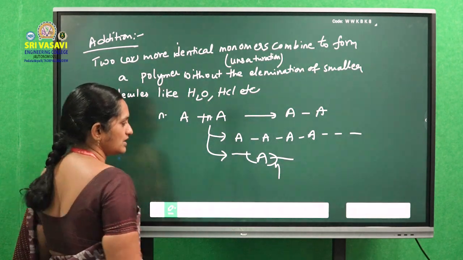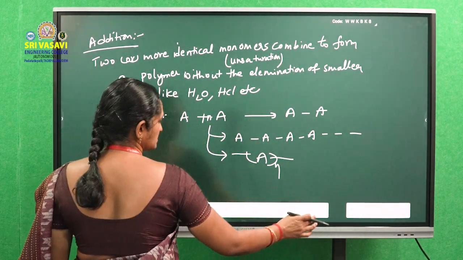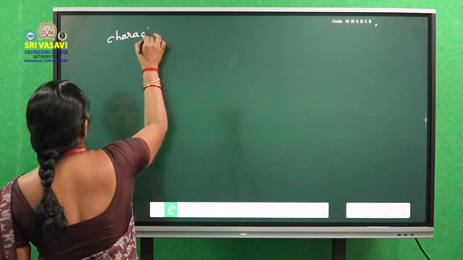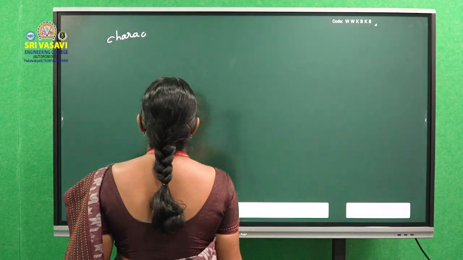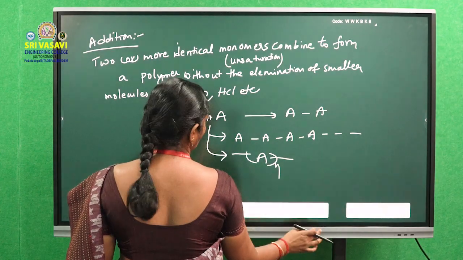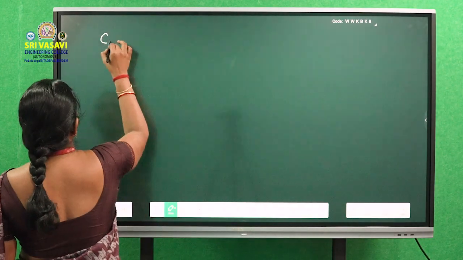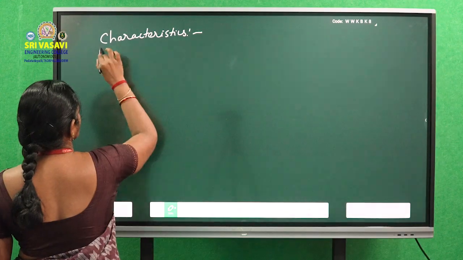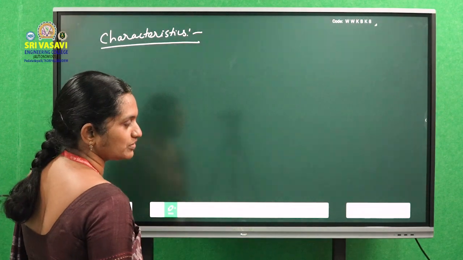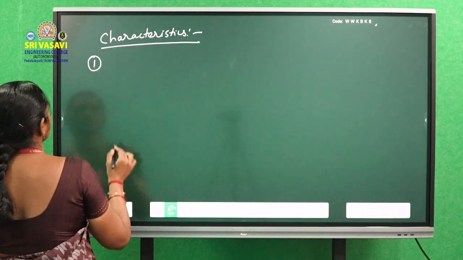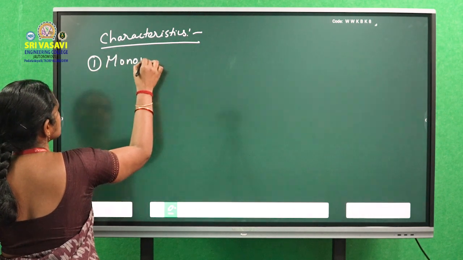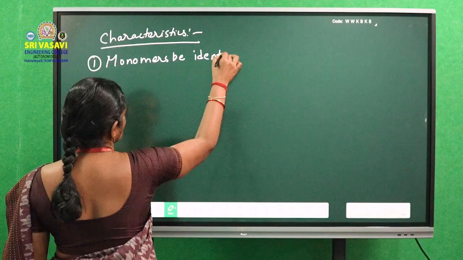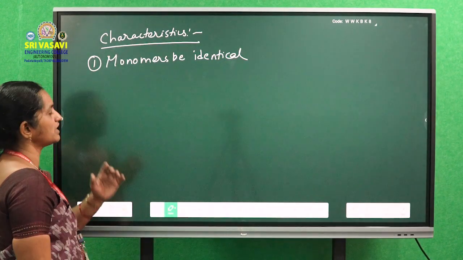Okay, clear? Now let us discuss the characteristics of addition polymerization. How can we undergo this? What are the important or salient features of addition polymerization? The first one, as I said, is that the monomers should always be identical. This is the first condition to undergo addition polymerization.